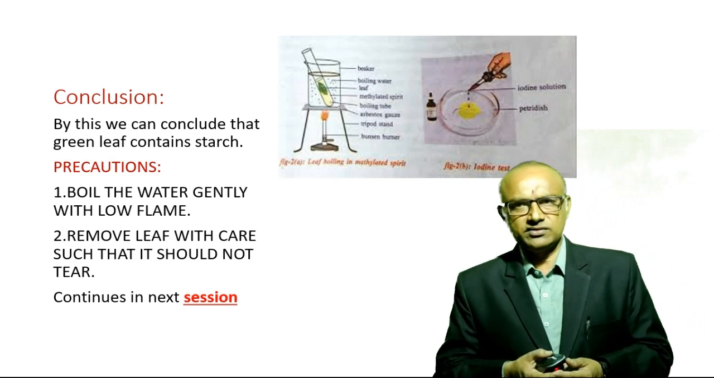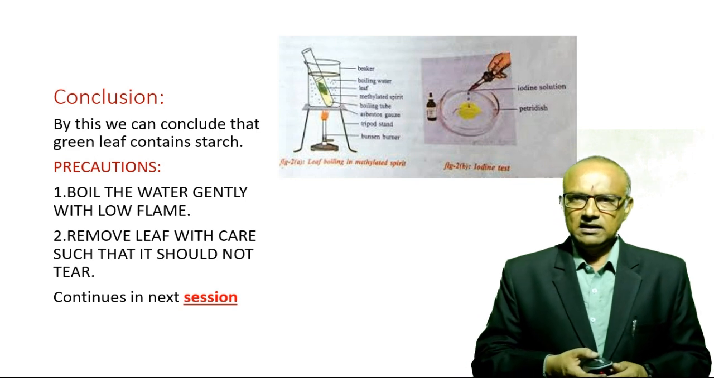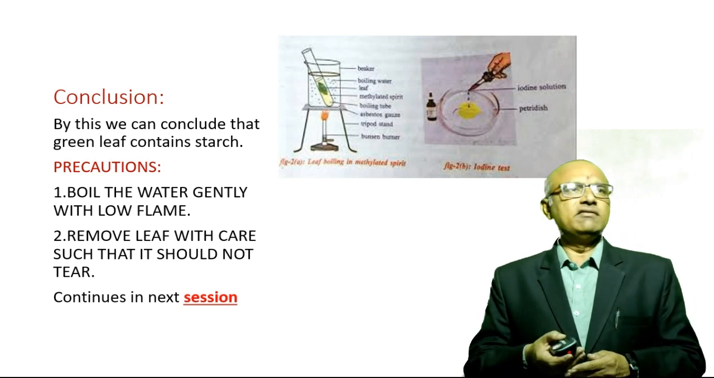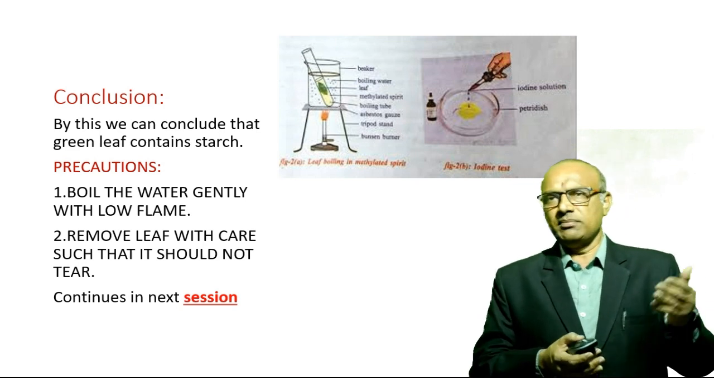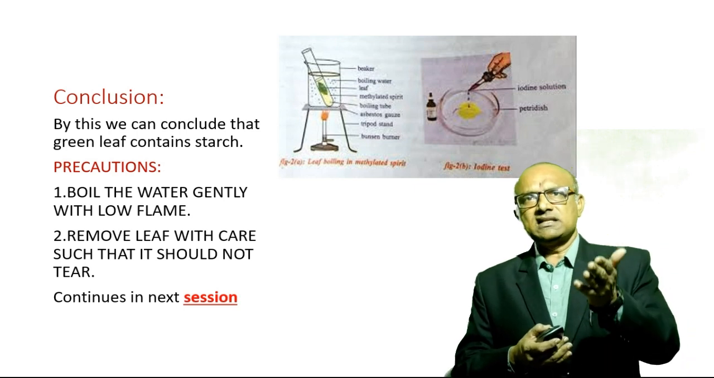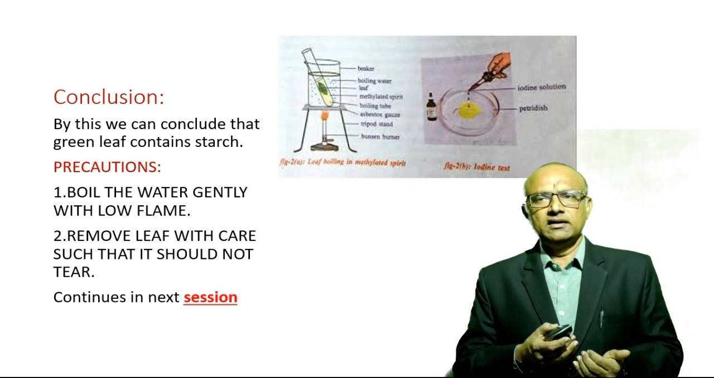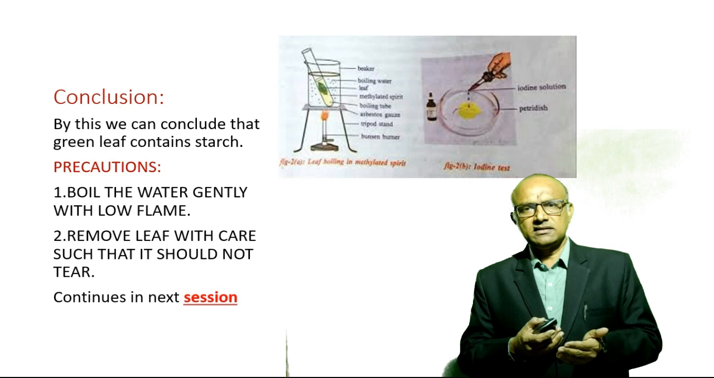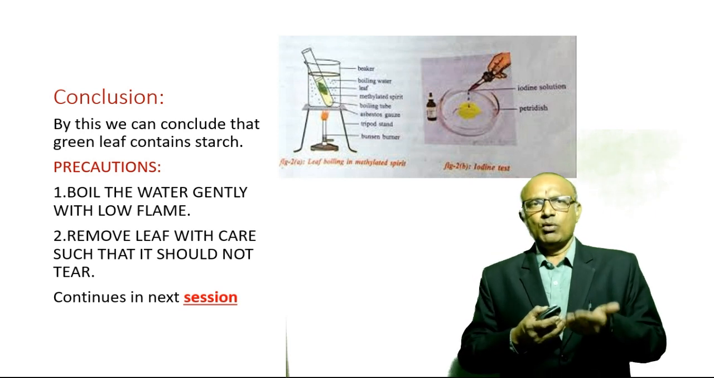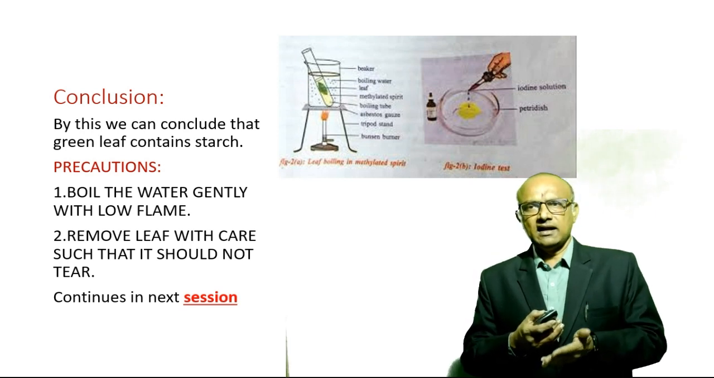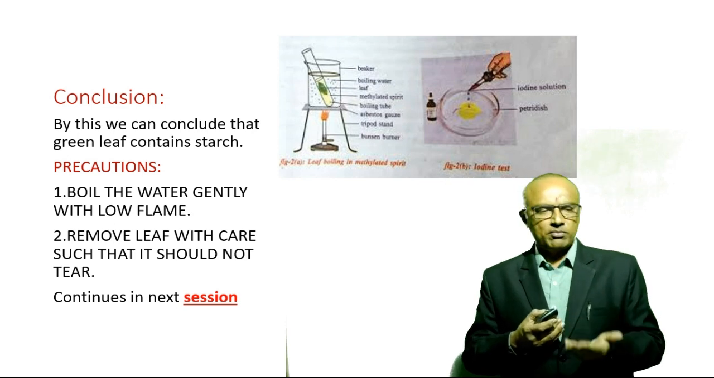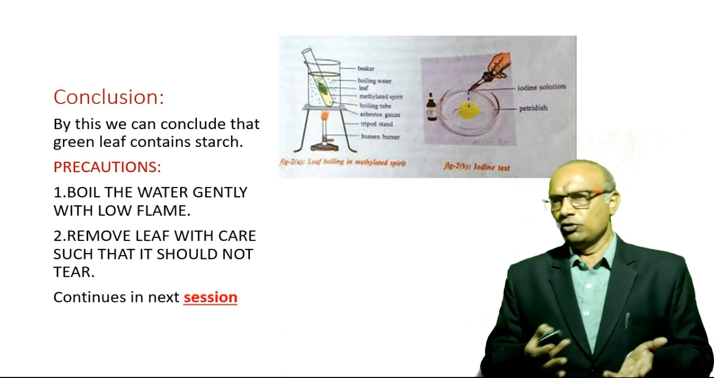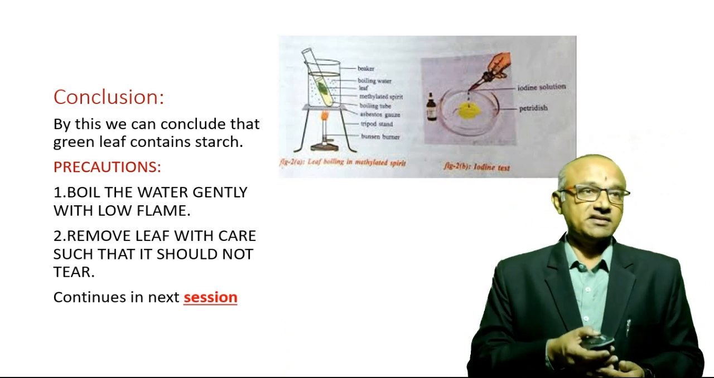Then what about the conclusion? By doing this experiment, one can say that green leaves perform photosynthesis by absorbing carbon dioxide and water in the presence of sunlight and chlorophyll, and prepare glucose and water along with oxygen, and the oxygen escapes out through the stomata of the leaf. This is proved practically. Then what are the precautions?